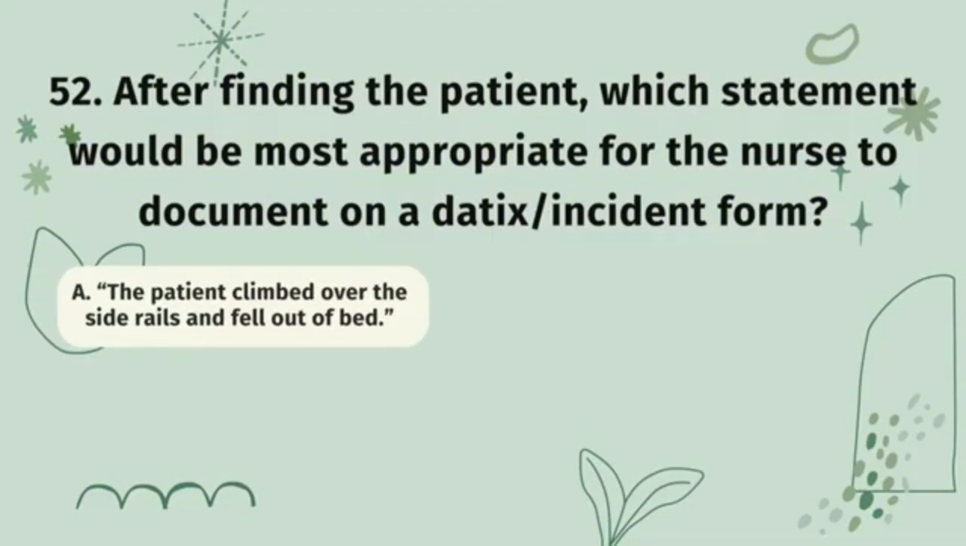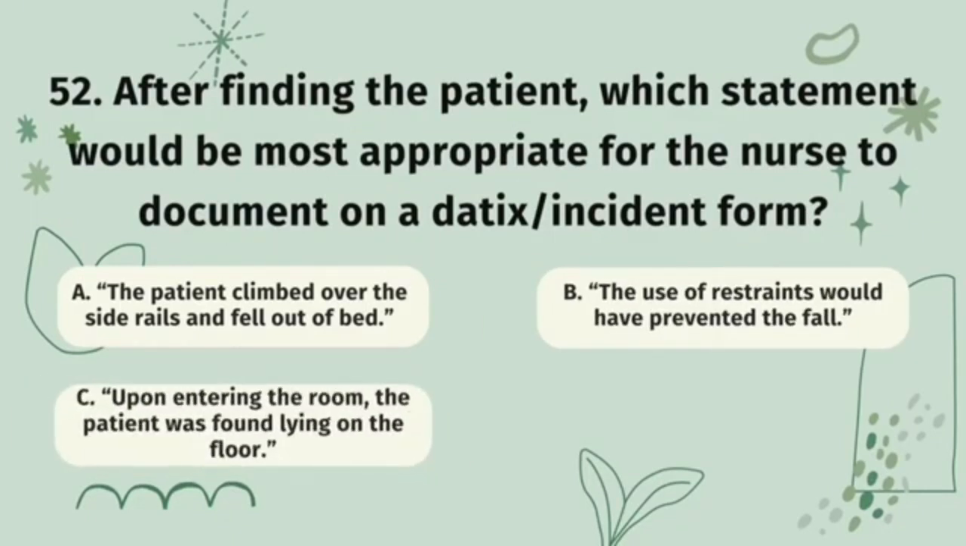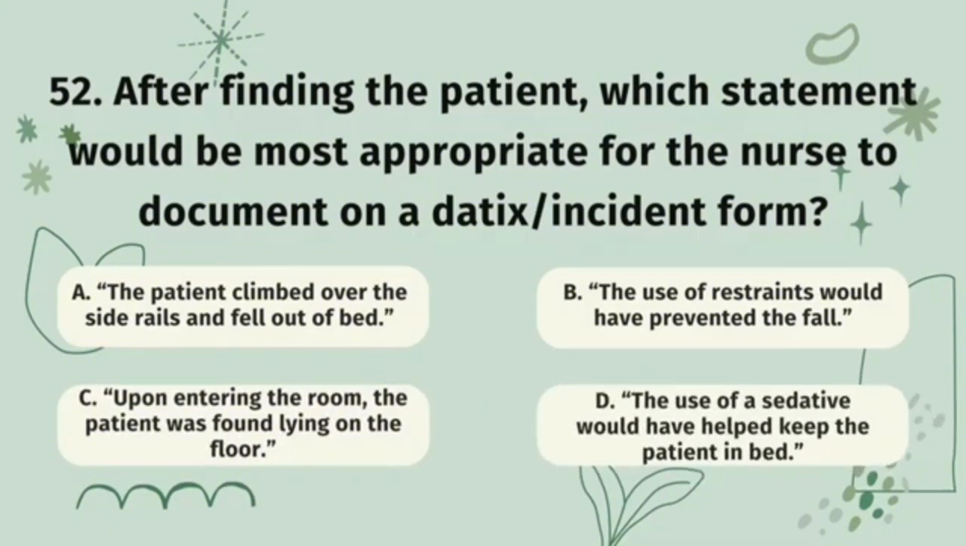Option A. The patient climbed over the side rails and fell out of bed. Option B. The use of restraints would have prevented the fall. Option C. Upon entering the room, the patient was found lying on the floor. Option D. The use of a sedative would have helped keep the patient in bed.